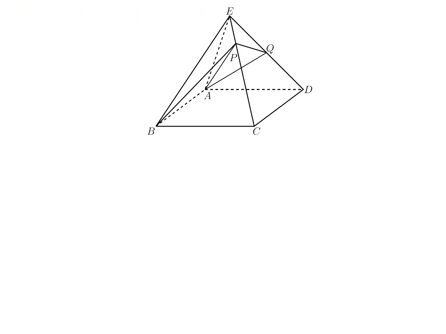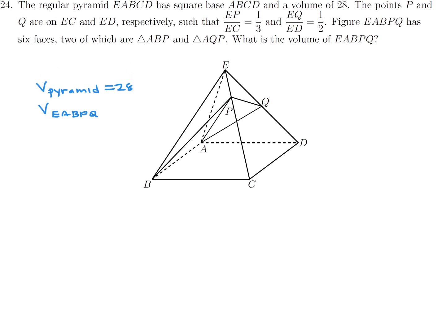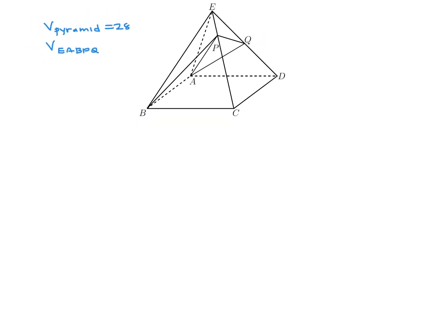Well, a lot to unpack here, so let me just summarize. So first thing is we have the volume of the pyramid, the big one, and they've given that as 28. And then we are also asked to get eventually EABPQ, correct? EABPQ, okay. And then we are also told a few important things, that EP over EC is 1/3, and that EQ over ED is a half.